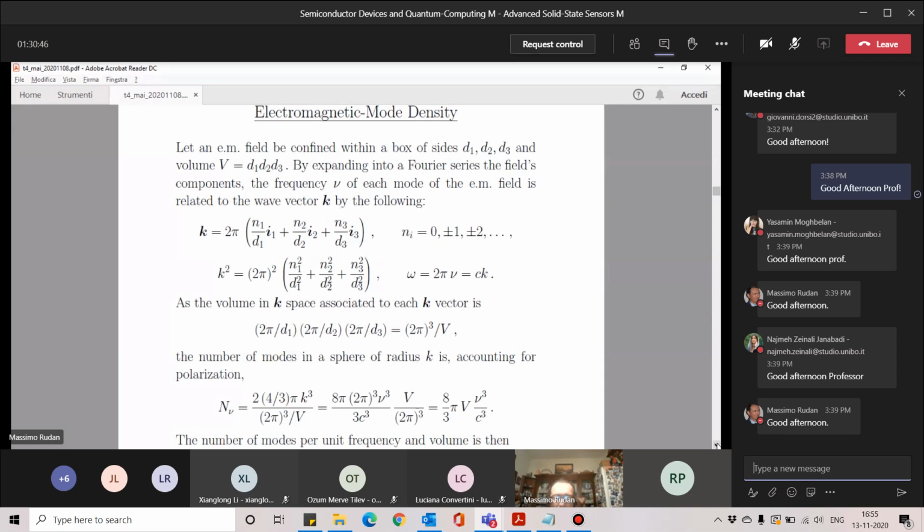And we take a prismatic cavity, like a box in which the three sides of the box are called D1, D2, and D3. So the volume is, of course, the product of them. And we assume that D1 is aligned with the x-axis, D2 is aligned with the y-axis, and D3 is aligned with the z-axis. Okay.